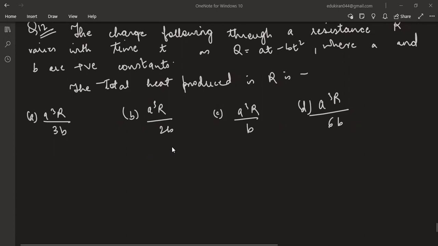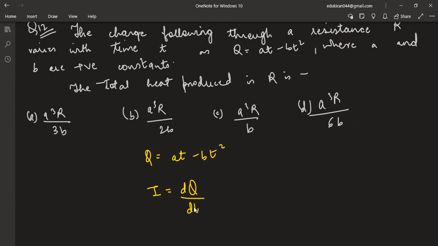All right. So yes, charge is given as Q is equal to AT minus bT square. Now current is what? Current is rate of change of charge, dq over dt. So what is given? What is the value of Q? AT minus bT square. This is what is written.